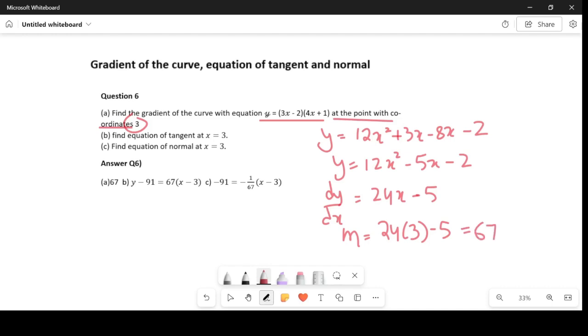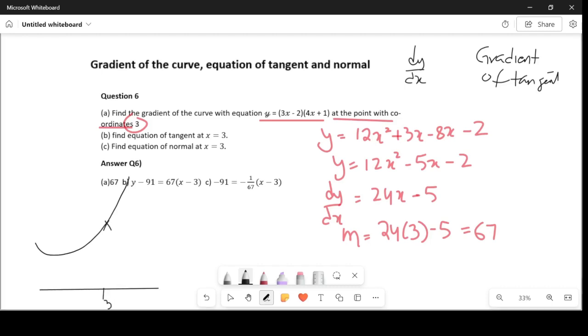So this gradient that you find is always the gradient of the tangent. So dy by dx gives you an expression for the gradient of the tangent. For example, this was the curve, let's say, and let's say x equals 3 was some point over here. Now, if you draw a tangent, this tangent will have a gradient of 67. So again, dy by dx gives you an expression for the gradient of the tangent, and when you plug in x in it, you get the exact value of the slope.